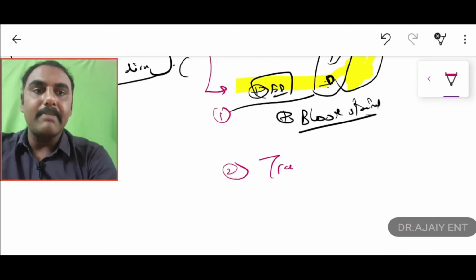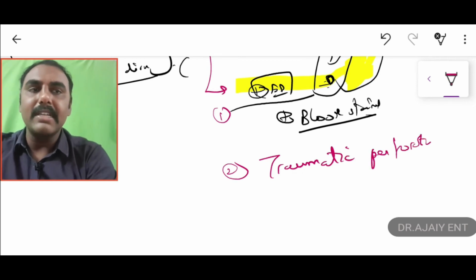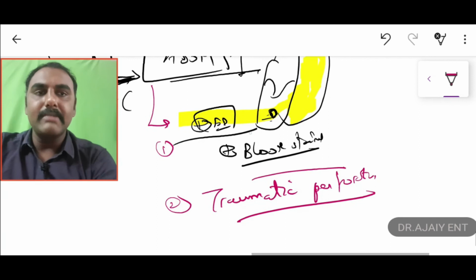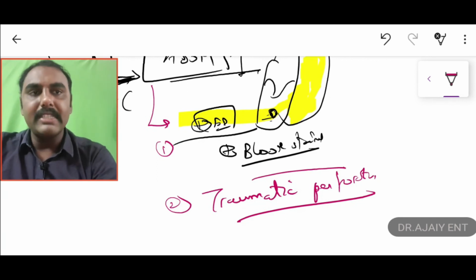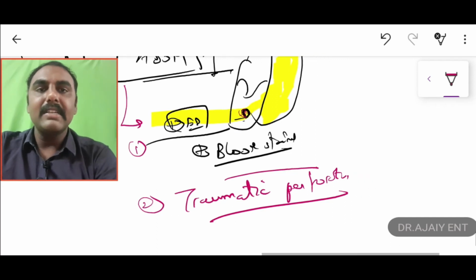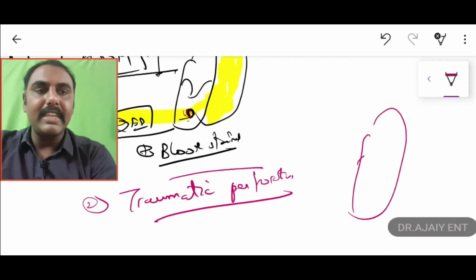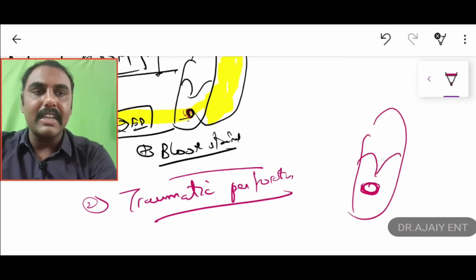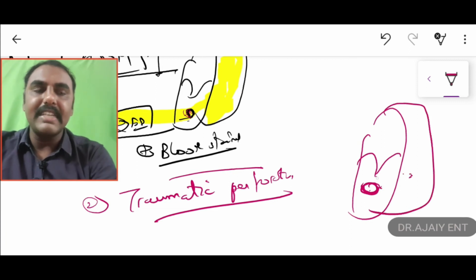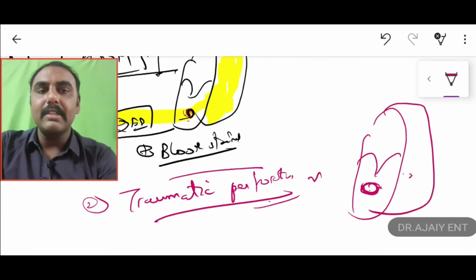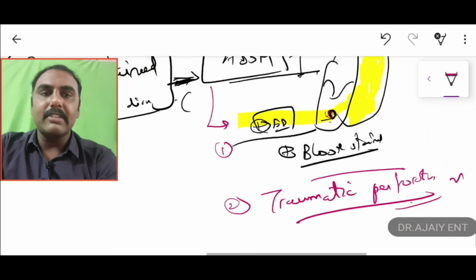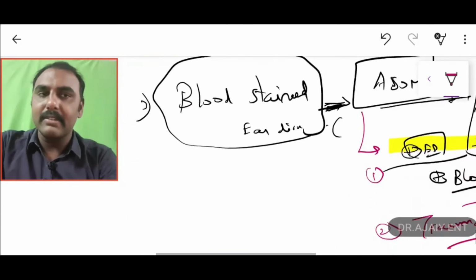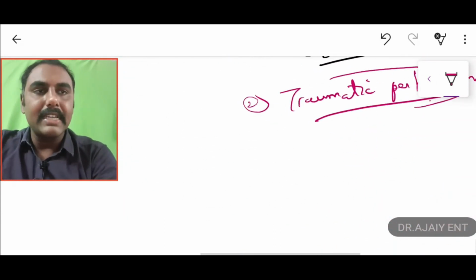or in case of any traumatic perforation. If the patient had a trauma, and because of the trauma some injury has occurred, following which infection has occurred and has damaged the middle ear. Okay, so in case of any traumatic perforation, following a trauma, some infection has occurred inside and then it has turned into a discharge. Okay, so it could be a traumatic perforation. So bloody discharge again.